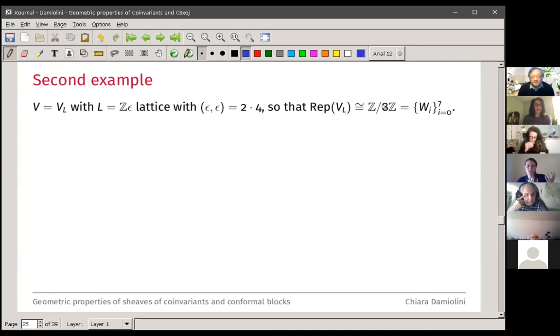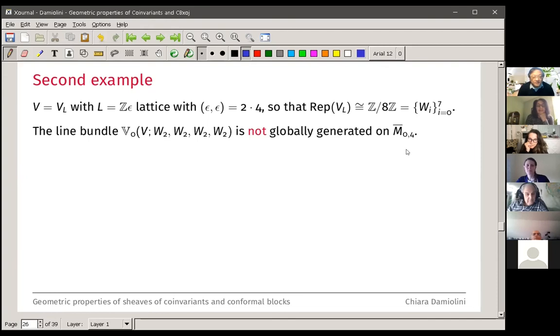We know the representations are given by just the dual lattice modulo L itself, which is just Z modulo 8Z. And so I will index the representations with integers from 0 to 7. We also know the fusion rules, of course, by the works of people who are present in this room. And again on M_{0,4} bar, when I insert W_2 4 times, it's a line bundle. The rank is 1, excuse me. But it's not globally generated again.